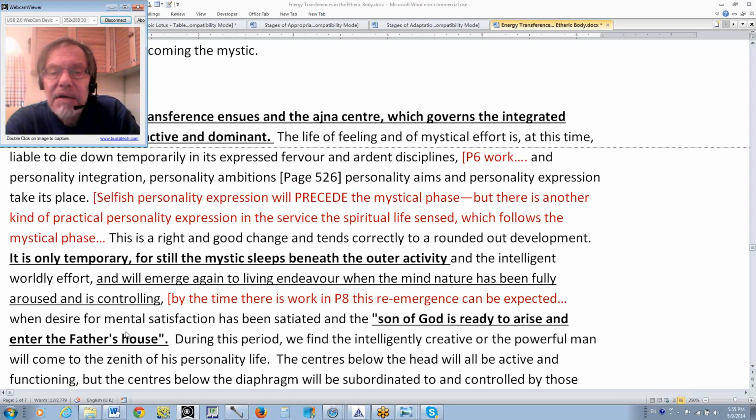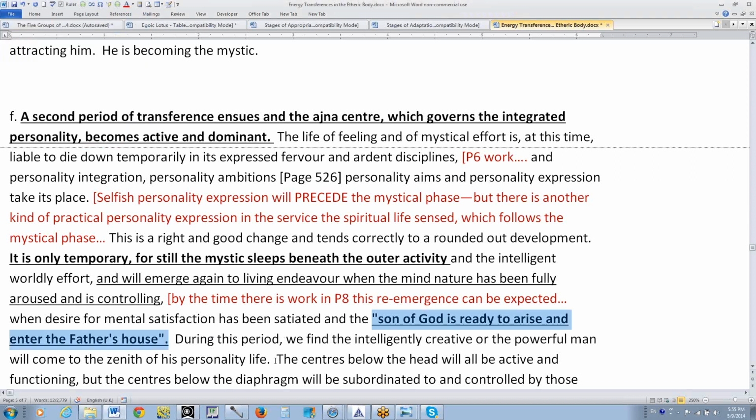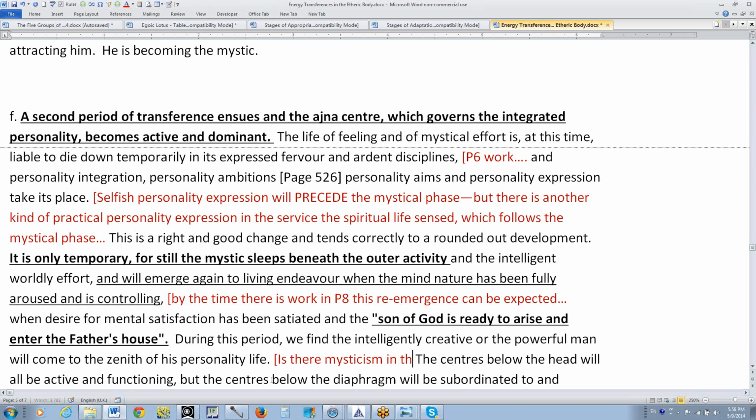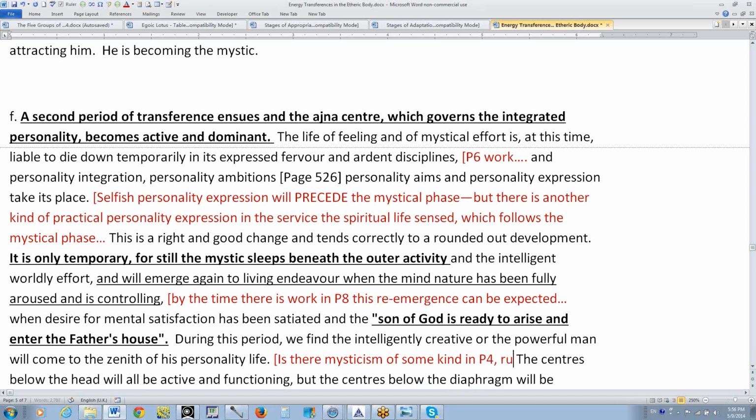During this period, we find the intelligently creative or powerful man will come to the zenith of his personality life. Now, he seems in a way to have gone back to the fifth petal in describing this before mysticality sets in. Now, so we could bring ourselves to ask, is there mysticism of some kind in petal number 4, ruled by Cancer, from one way of looking at it?